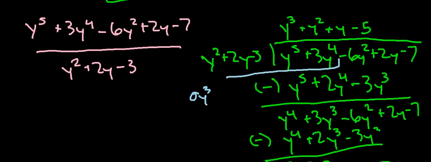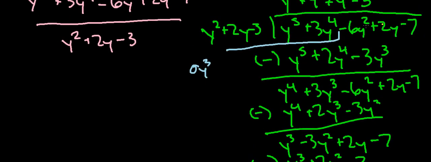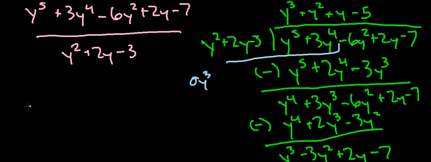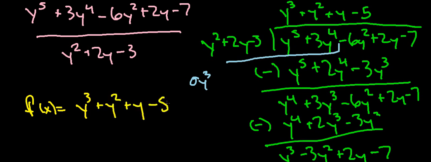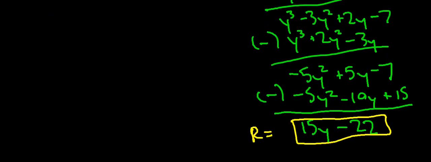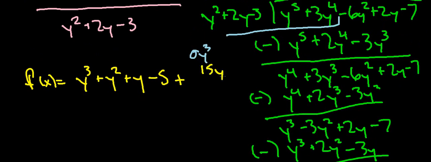So our answer to this is right here. We have y cubed plus y squared plus y minus 5, and we can either write it using the English remainder, or we could write the remainder as a leftover fraction, so 15y minus 22 over our divisor still, y squared plus 2y minus 3.